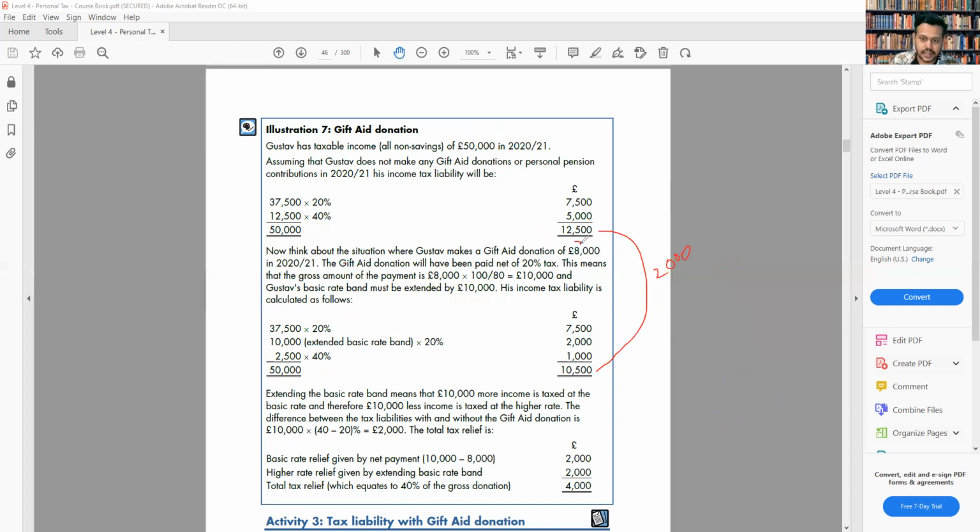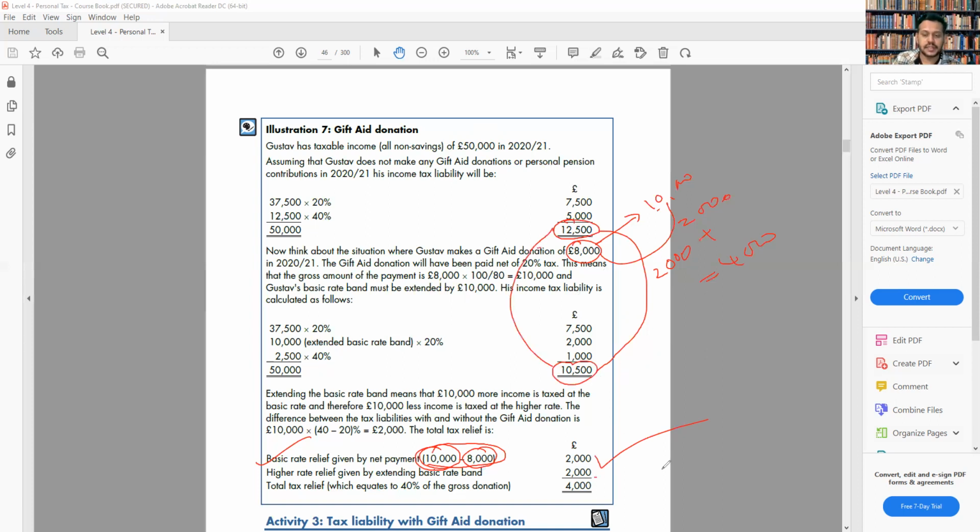Also, you can see I give the charity only how much? 8,000, but I'm adding 10,000 to the basic band. So we have a difference here as well, 2,000. So actually how much am I saving? 2 plus 2, I'm saving 4,000 pounds. So you can see here, basic rate relief is given by the net payment. I'm giving only 8,000 to the charity, but HMRC allows me to add 10,000 to the basic rate band. So I'm saving 2,000 here. Also, if I don't do the charity, it is 12,500. If I do the charity, 10,500. So I'm saving 2,000 here.